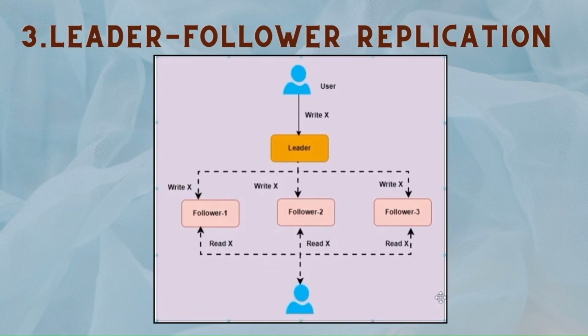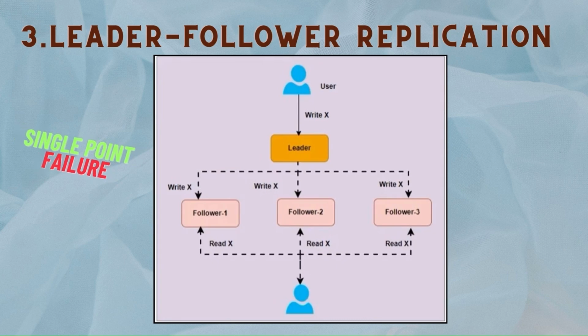In leader follower replication, one node, the leader, handles all write operations, propagating changes to follower nodes asynchronously or synchronously. This model simplifies the consistency but may introduce bottlenecks and single points of failure. Leader follower replication is effective for systems with a clear distinction between read heavy and write heavy workloads.